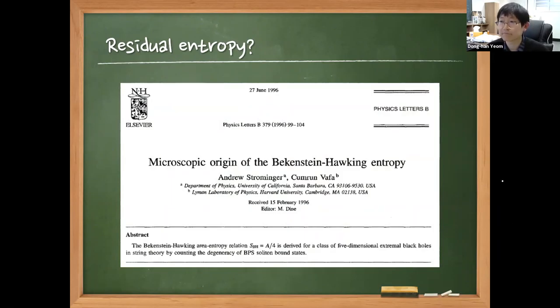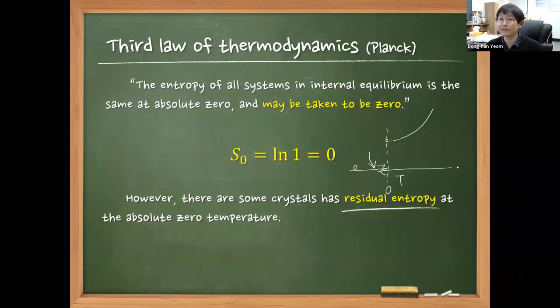And I think, this is just my interpretation, string theory is somehow the more fundamental description. So they could count the residual entropy of the zero temperature system.